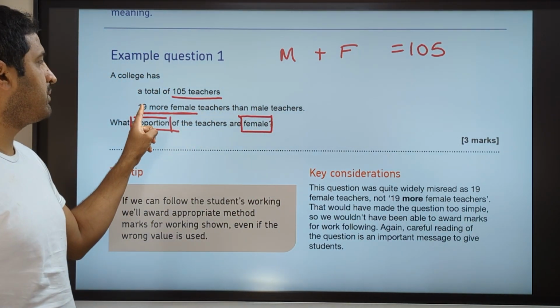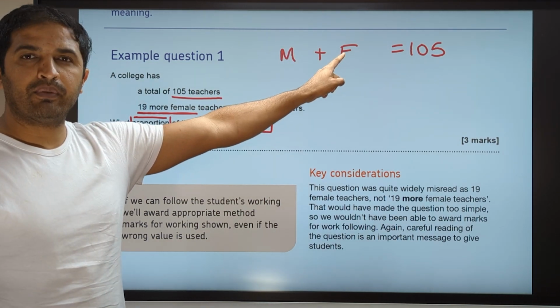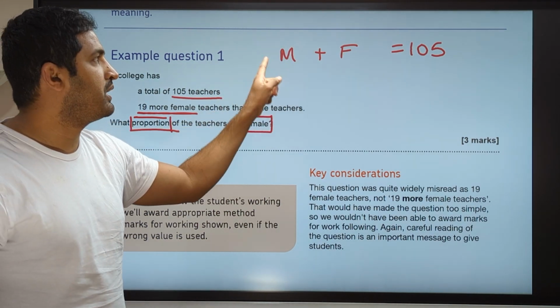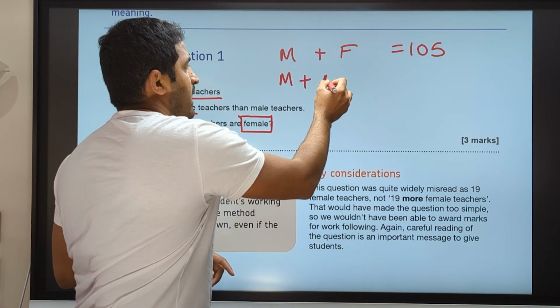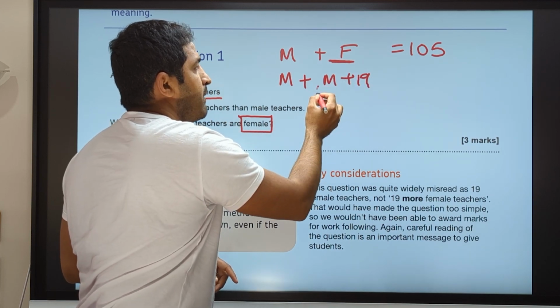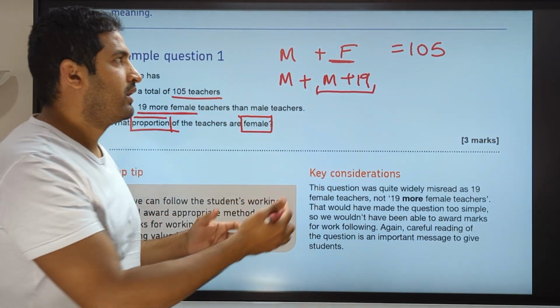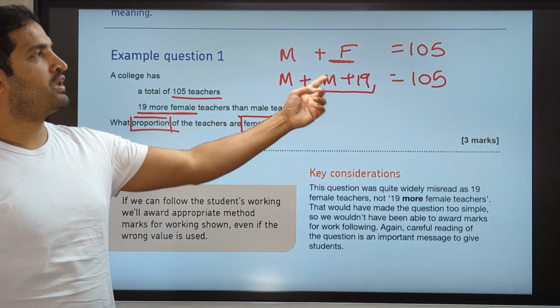Now I know the female teachers are 19 more than whatever that number is. So I can replace that female teacher. The number of female teachers should be M plus 19, because the female teachers are the male teachers plus 19 more. And that should give you 105. Now that's really straightforward, okay?